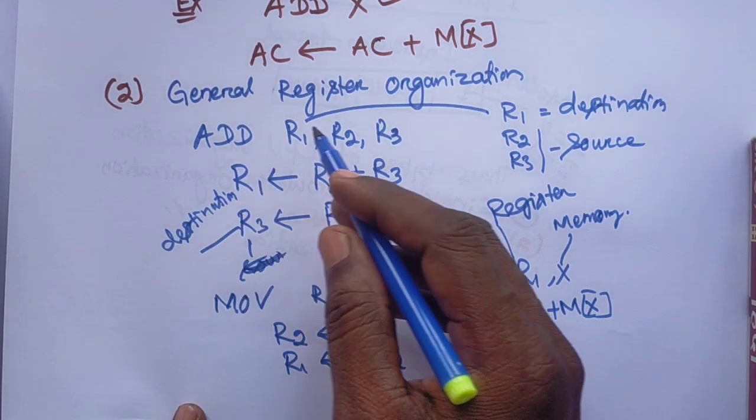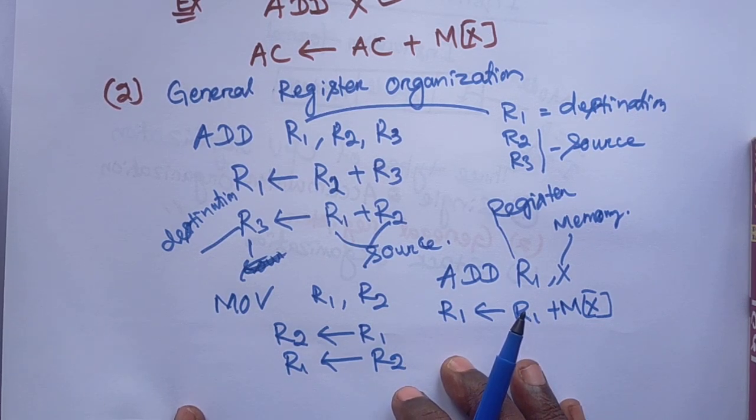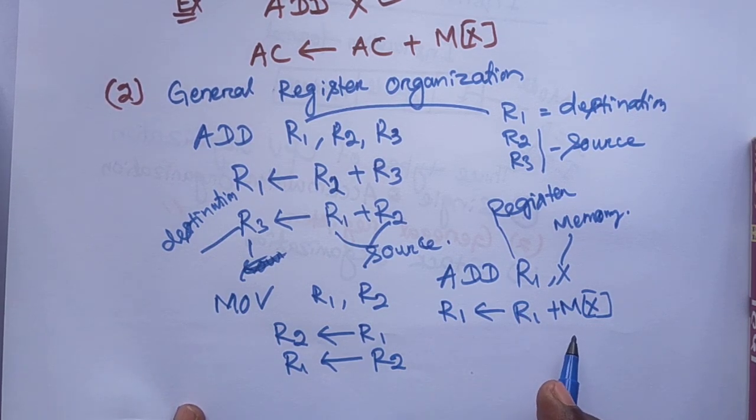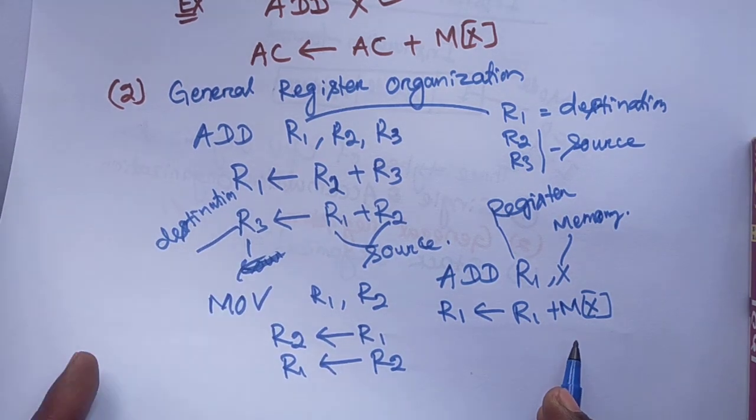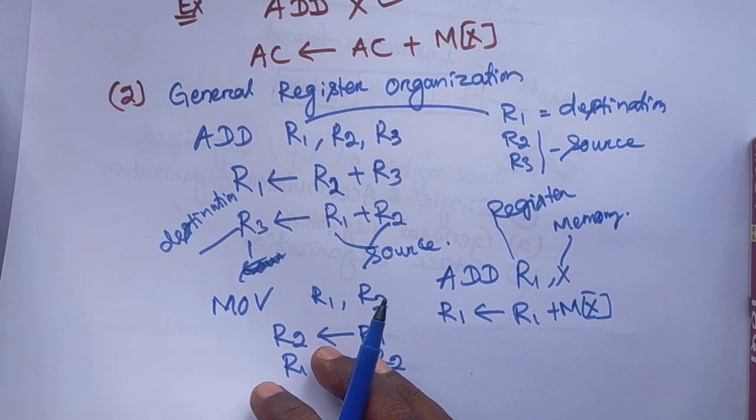So either we go directly through only registers, or sometimes we go through registers as well as memory. In this way we can define register organization for different categories of instructions. Okay, so the last one is the stack. That is stack operation or stack organization.